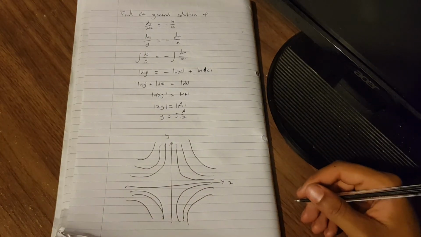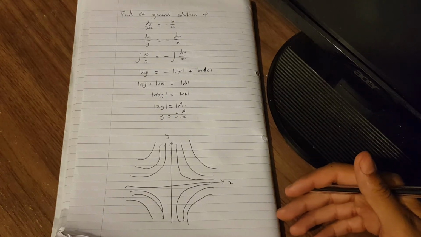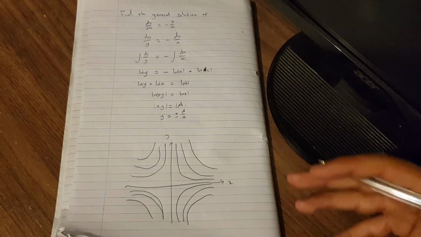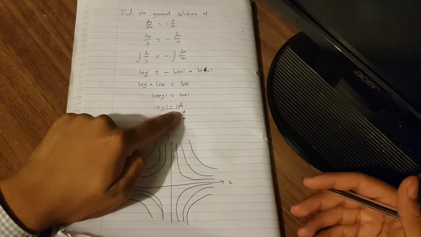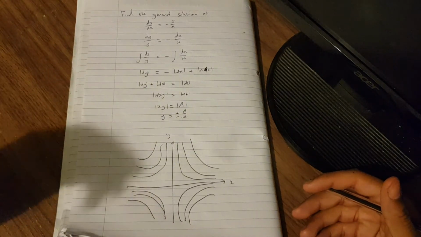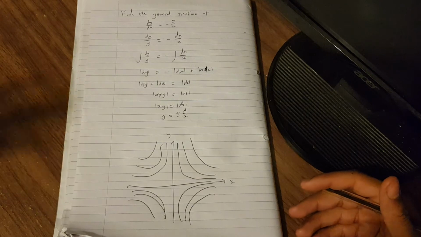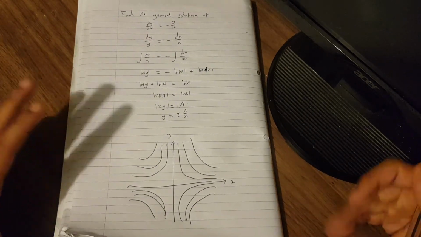You're not going to get asked to draw a family of solutions. The only reason I'm showing this is to explain why it's called a general solution, because when you have an arbitrary constant, it can be any one of these. It can be 3 over x, 5 over x, minus 7 over x, minus 9 over x. It'll be an arbitrary constant for a reason.